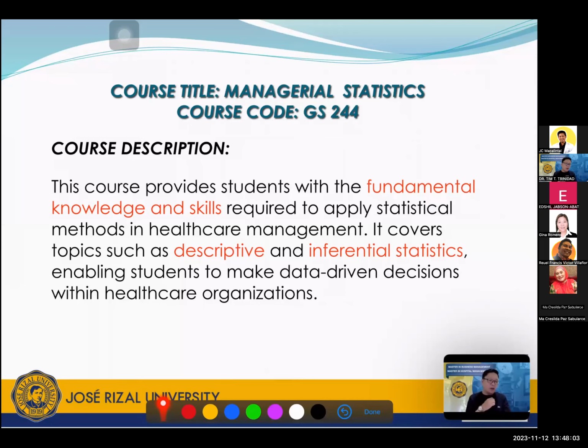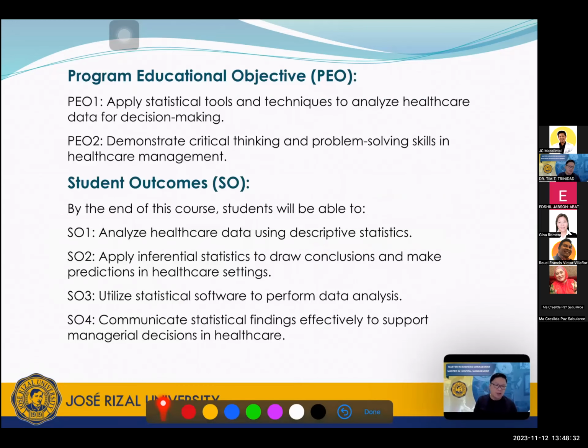So we come up to your course now, which is Managerial Statistics. Your course code is GS244, and the description of this course will be the fundamental knowledge and skills that will be required of you in order to apply statistical methods in healthcare management. So we will be covering topics such as descriptive and inferential statistics in order to enable you to make data-driven decisions within healthcare organizations.